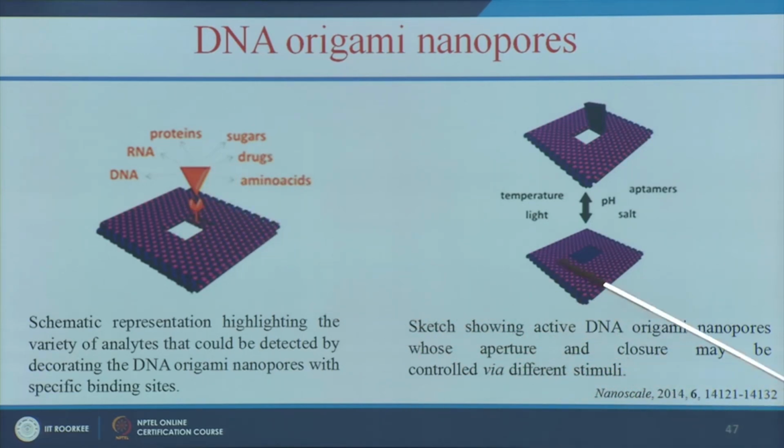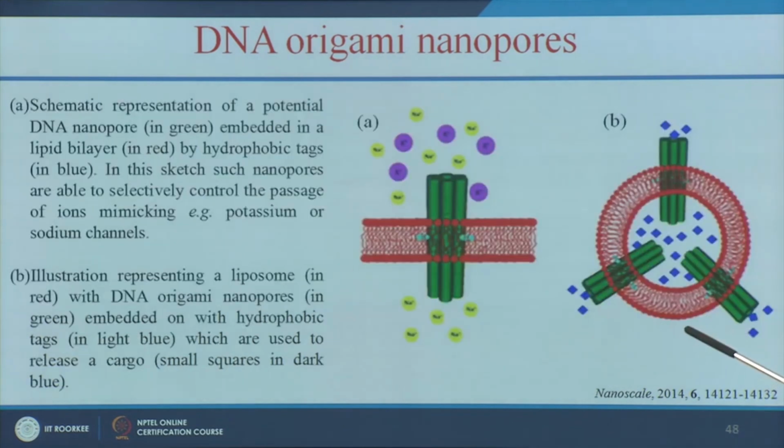And again, this DNA nanopore can be locked and opened by using signals like temperature. If you apply temperature, it can be opened, or light or pH. By using these kinds of parameters, we can open the pores or we can close the pores, and this also plays a very important role in controlled drug release.